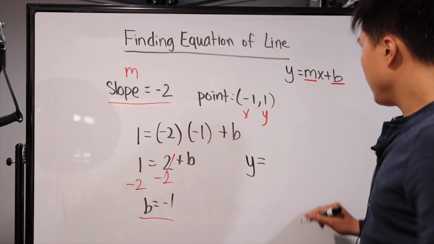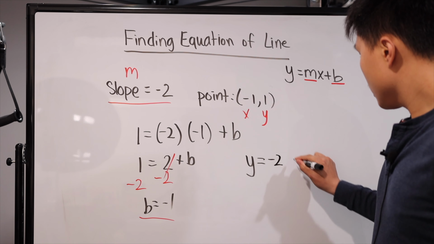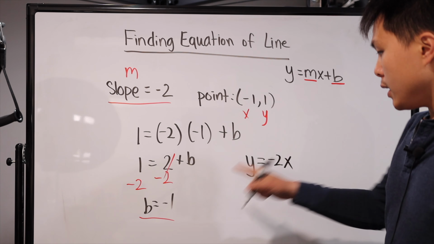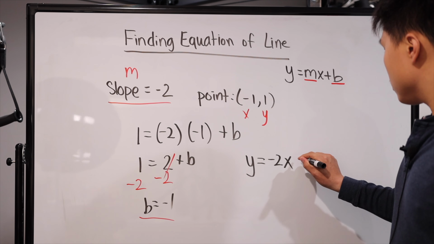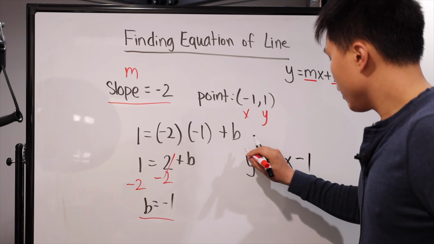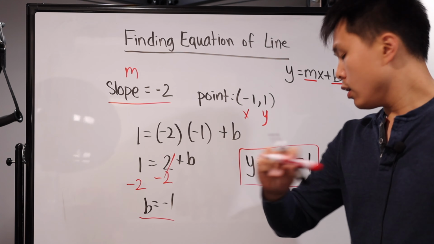Now our slope is -2 right here. We're gonna keep the x, and b is -1. So you could put plus -1, or you could do -1, and there is our equation of the line.